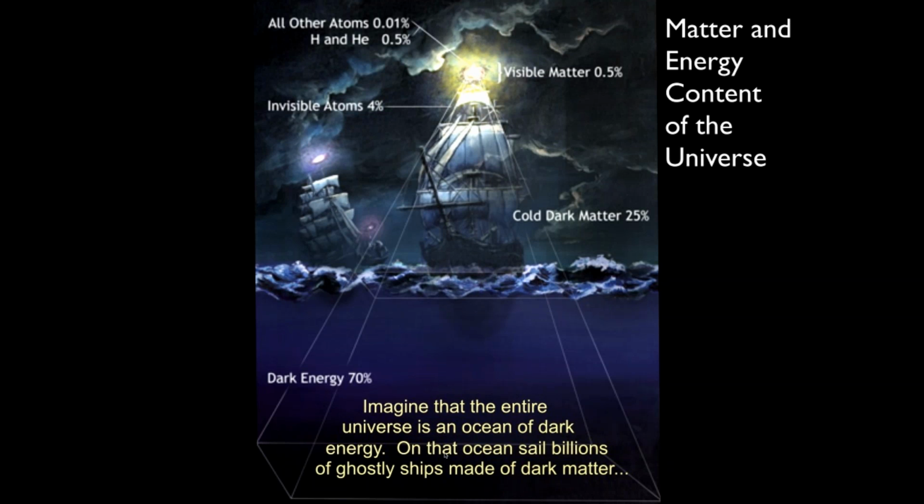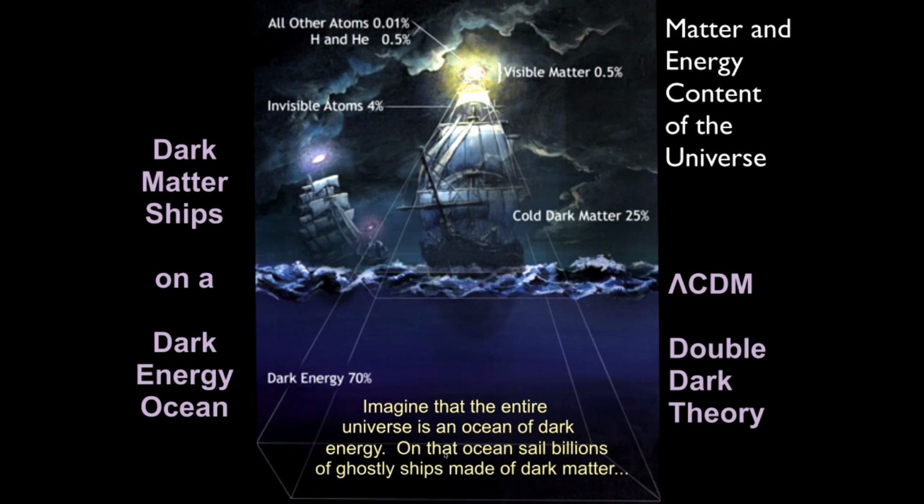So this picture is supposed to suggest that we're living in a universe that's an ocean of dark energy. On that ocean sail billions of ghostly ships made of dark matter, but we don't see the ships and we don't see the ocean. We just see the beacons on the tops of the biggest masts of the biggest ships. Those are the visible galaxies. We have to deduce everything else from the little bit that we see. Dark matter ships on a dark energy ocean.